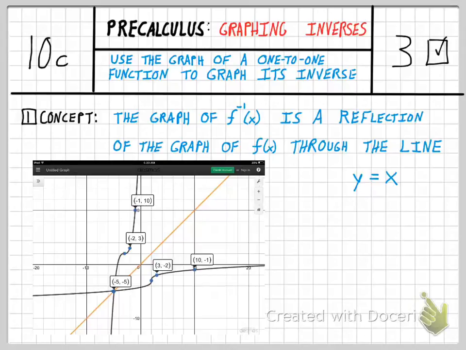This is Pre-Calculus Concept 10C. We're going to be talking about graphing inverses, and there are three boxes. Box 1 here is an important concept. What I want to remember about f and f inverse and their graphs is that they are going to be reflections of each other through the line y equals x.